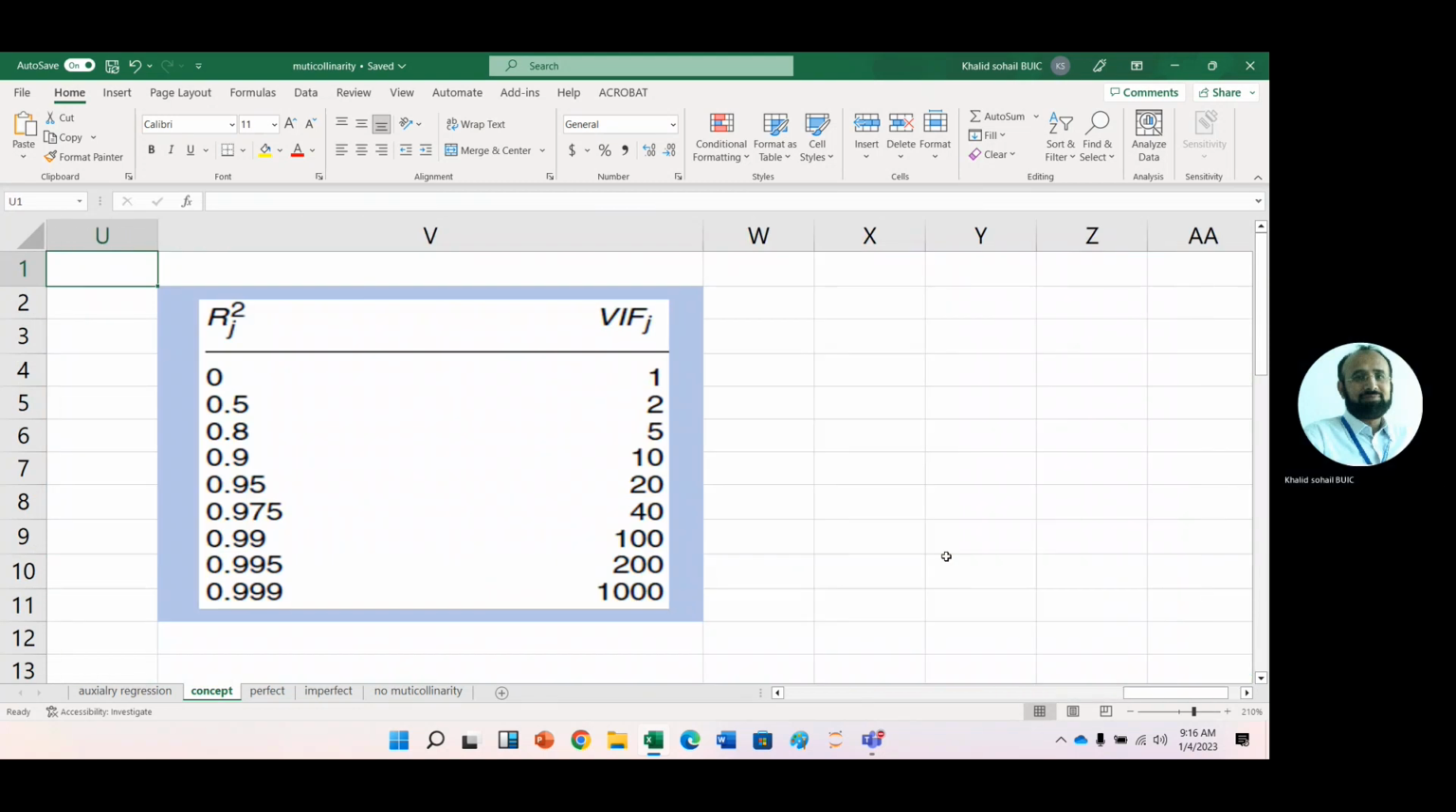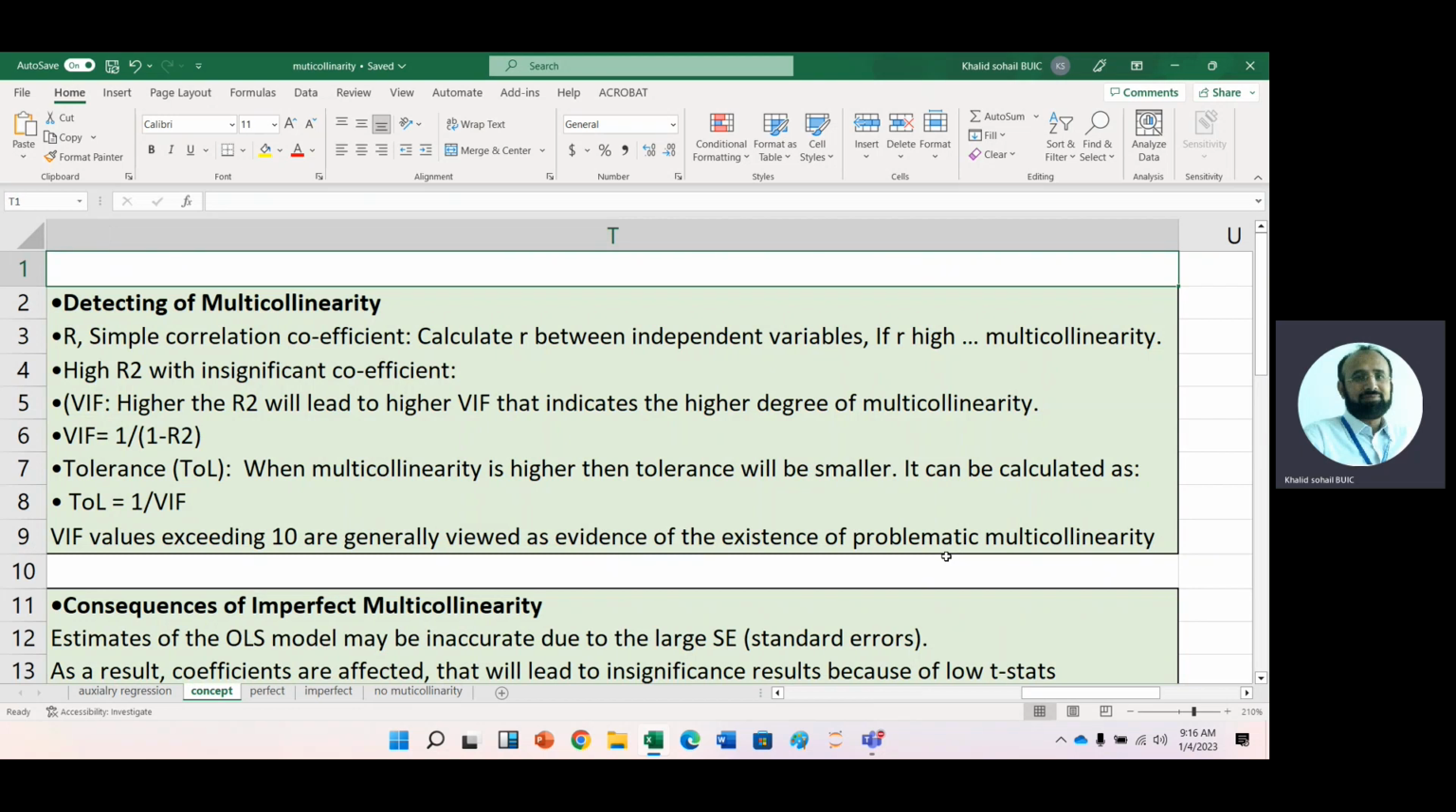Now, how can we detect multicollinearity? There are different methods to detect multicollinearity. The first one is the simple correlation coefficient. Get correlation coefficients amongst different IVs. If there is a high R, say 0.8 or greater, it may be a case of multicollinearity. Second, if we get a high R square and then our betas or coefficients are insignificant, then it may be a case of multicollinearity. With the help of the variance inflation factor, VIF, we can also observe whether there is multicollinearity or not.